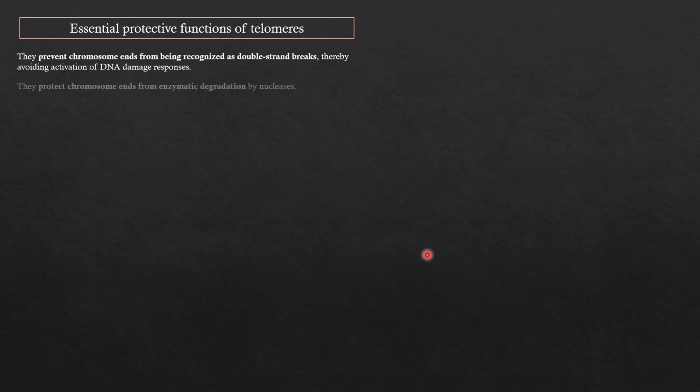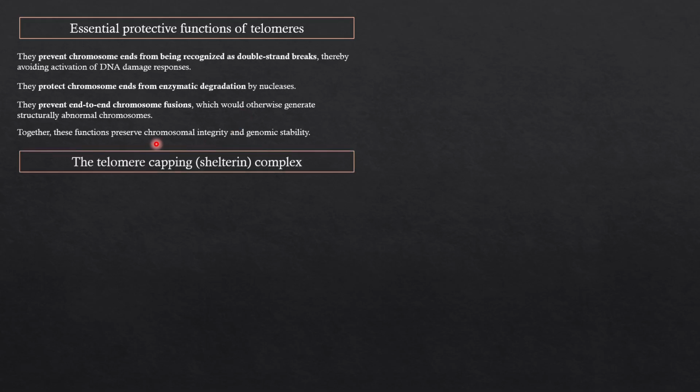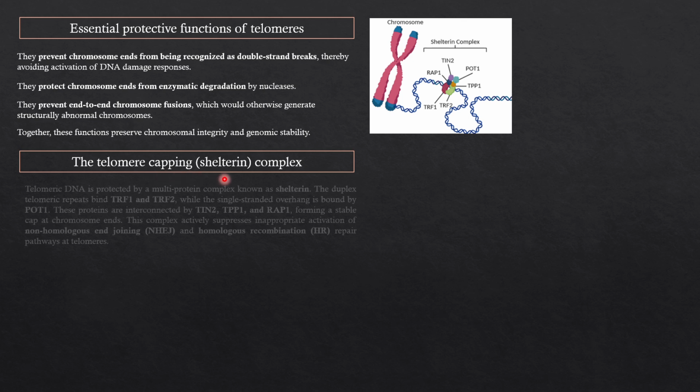The essential protective functions of the telomeres can be listed as follows. They prevent the chromosome ends from being recognized as double-stranded breaks, thereby preventing activation of the DNA damage response. They protect the chromosome ends from degradation by nucleases. They prevent end-to-end chromosome fusions, which would otherwise generate structurally abnormal chromosomes, and together these functions preserve chromosomal integrity and genomic stability.